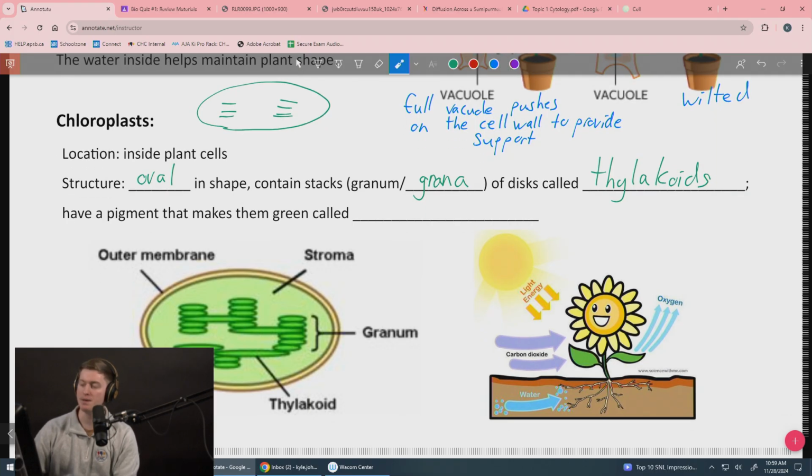They have a pigment inside the chloroplast that makes them green called chlorophyll. That's a lot of vocabulary around chloroplasts. Chlorophyll is the one that I want you to remember. Don't get chloroplast and chlorophyll mixed up. The way I remember it is that chlorophyll fills the chloroplast. It's the pigment that makes it green.